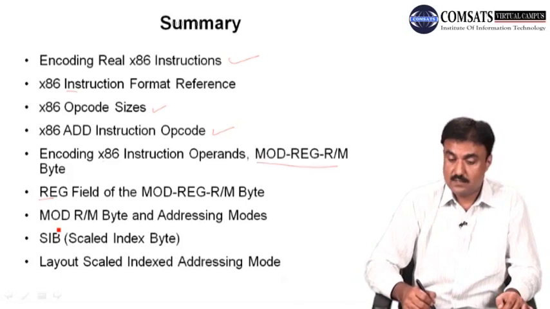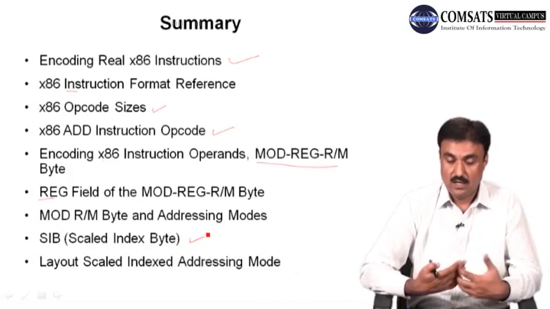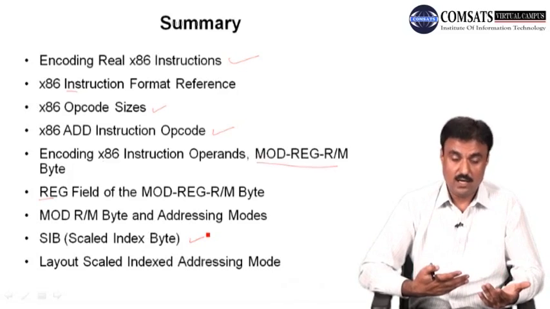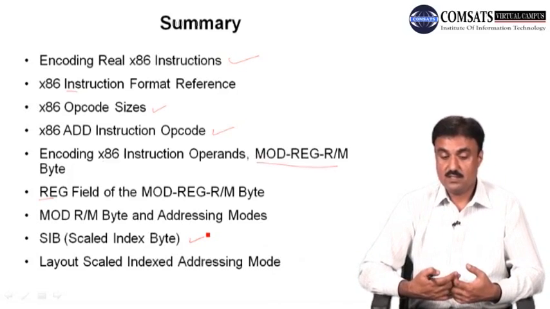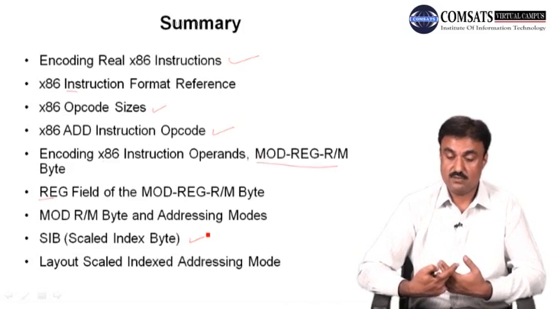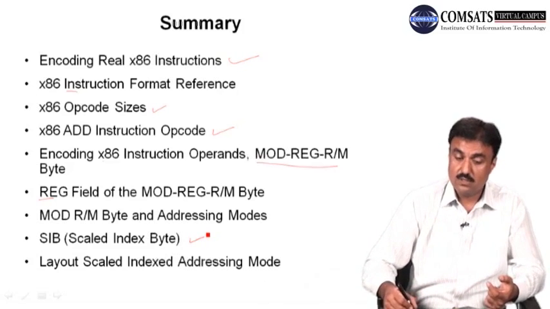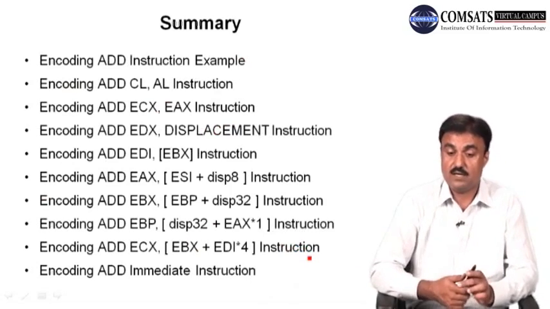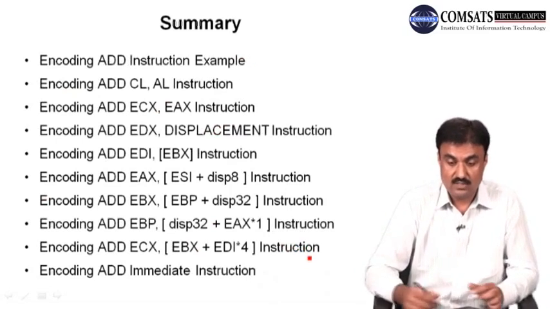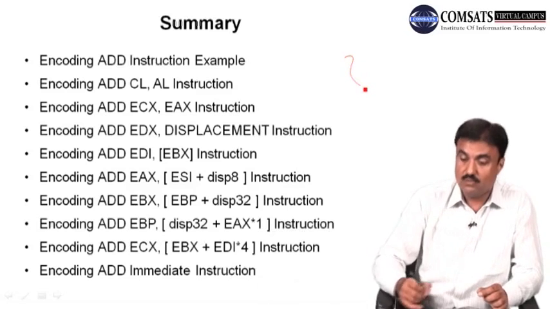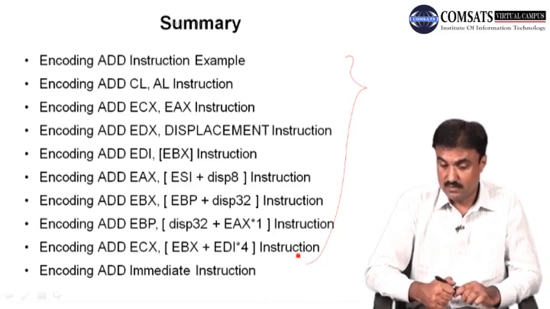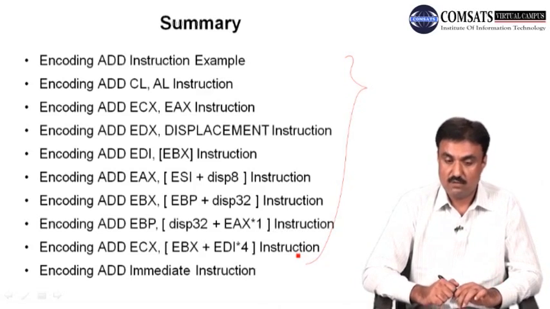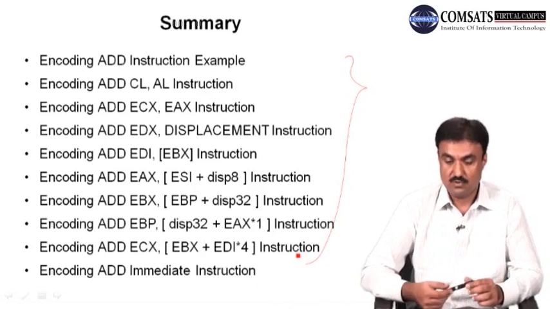Then the scale index byte that we used, to see how we can access array elements if we use the scale index addressing mode. Then we use the SIB byte, and the SIB byte has the scale, then the index, and we have the base, and so on. So all these bit patterns. Then we have seen the layout for the scale index addressing mode. Then all these are the instruction formats with different addressing modes for the ADD instruction. So we have seen most of the instruction formats, even though we have never used all of them in our assembly programs. However, we considered them to see what the encoded bit pattern should be when we are using the ADD instruction with different addressing modes.